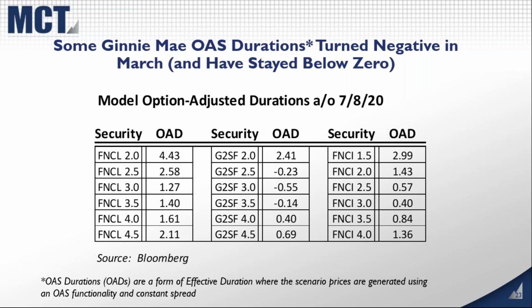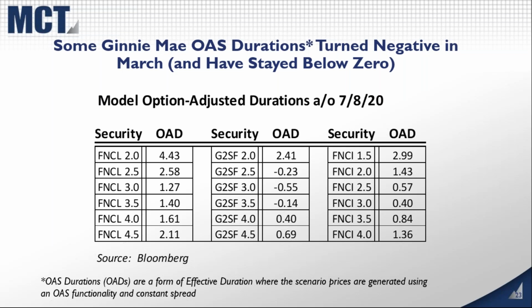You do see negative durations for things like IOs and servicing because of the prepayment effect: as rates drop, prepayments pick up and the price will drop. That's an effect you see in part in the TBAs, but because they are coupon paying and principal paying MBS, the presence of the principal offsets it. Now keep in mind, OAD is an option adjusted duration, and that's just a form of effective duration where the scenario prices that are generated are using OAS functionality.